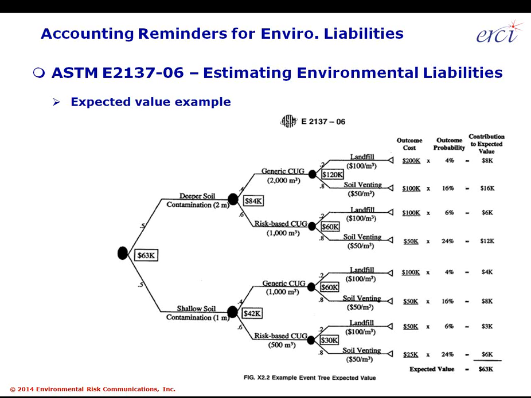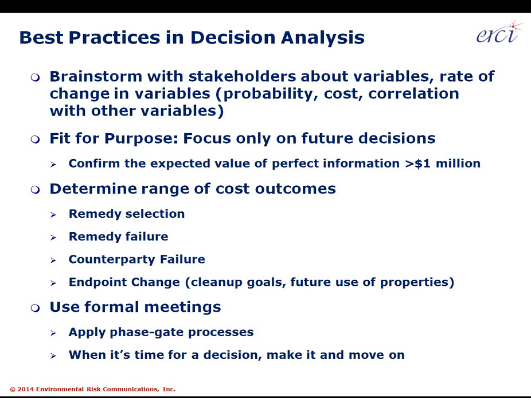And here you'll see the way that this decision tree is structured, and this is an extract straight from figure X2.2 in ASTM E2137. It actually mixes up variables, uncertainties, and decisions, and so it treats them all equally. That's okay for a starter, but in terms of performing serious decision analysis, those are things you would pull apart and state differently.